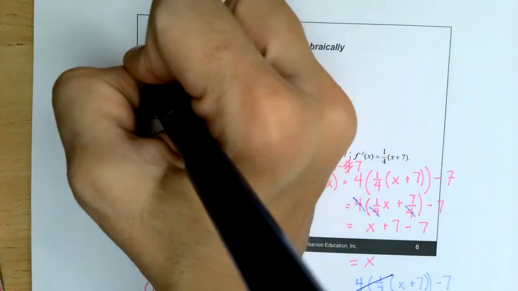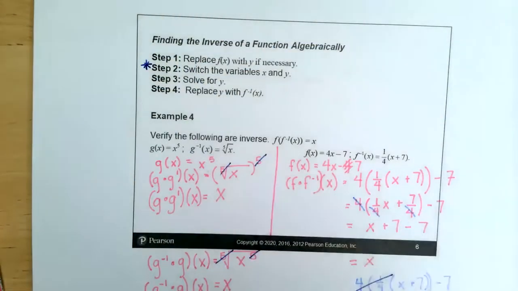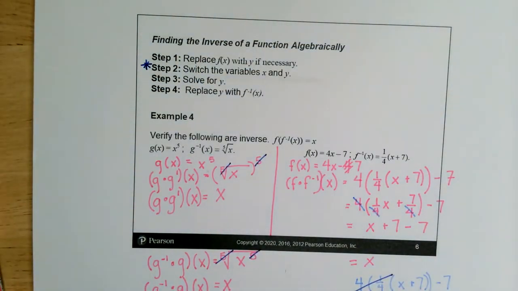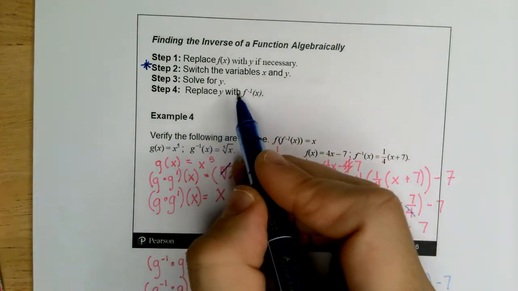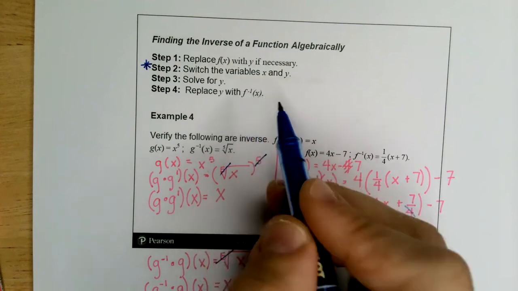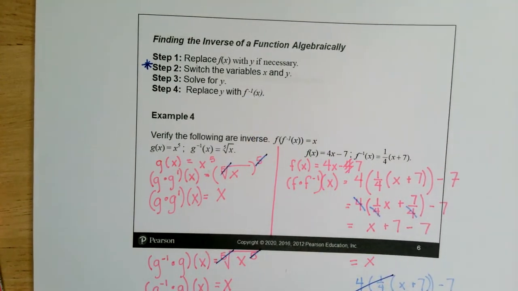Step 2 is the most important step, the step that actually does anything. We're going to switch the variables x and y. Number 3, we're going to solve for y, and then we are going to use notation to show we have found the inverse. So we replace y with f^-1 of x to show that this is the inverse.